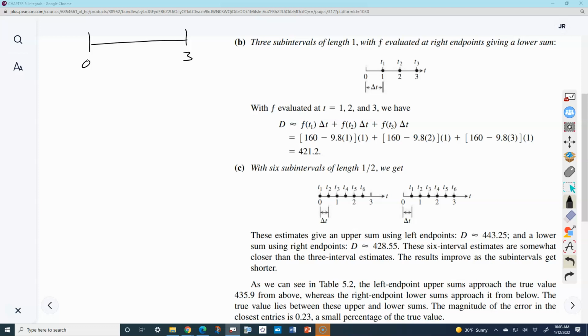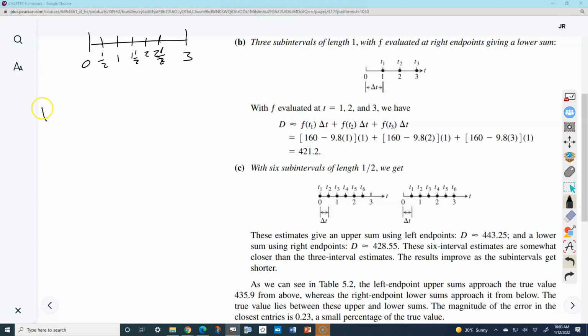If I divide it into 3, it's going to be 1. If I divide it into 6, everything's going to be a half, right? The width of each subinterval is going to be a half. One, 2, 3, 4, 5, 6. I didn't quite make those wide enough, but you get the idea.